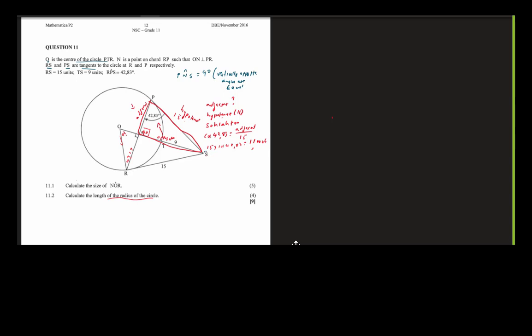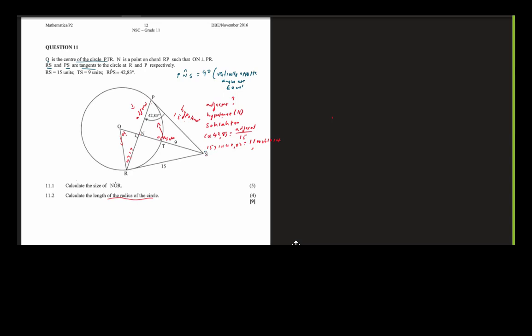11,006... 1014. I'm not rounding off because it's not a final answer. I'm not rounding off. So adjacent is 11,00061014.